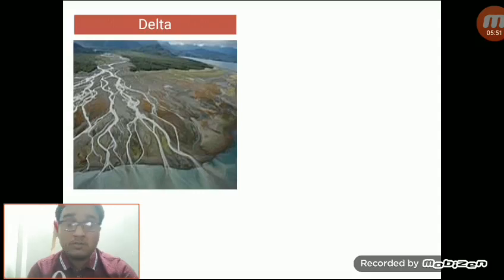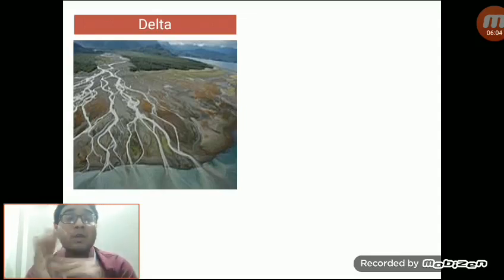So dear students, now I am going to talk about delta, and this is very important question. So at first I am going to show a picture to you. So this is the pictures of the delta. So what is called delta? Basically delta is a landform that consists of the sediment of the rivers, and you know all the rivers carry the sediments with their tide.